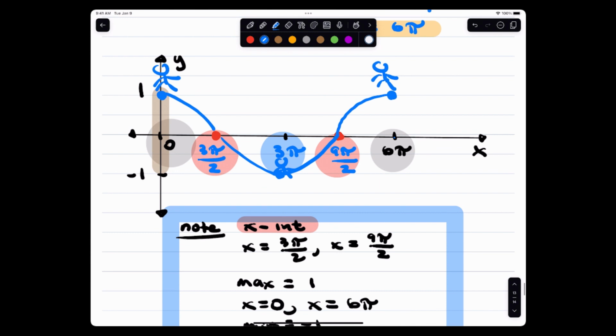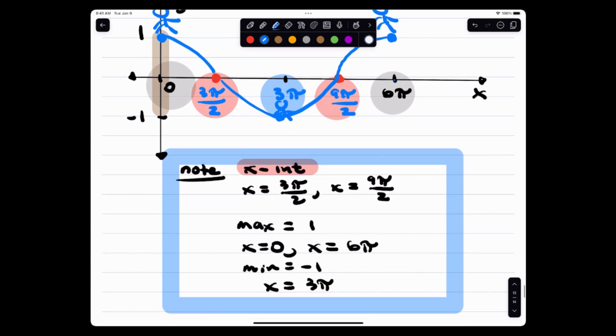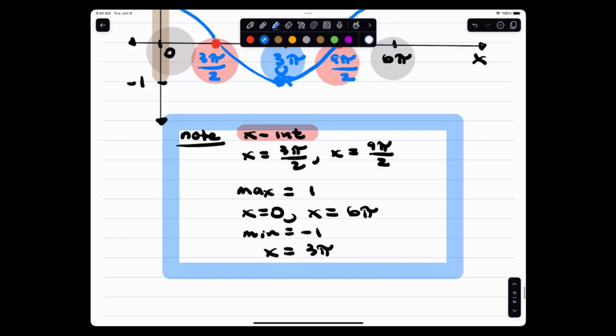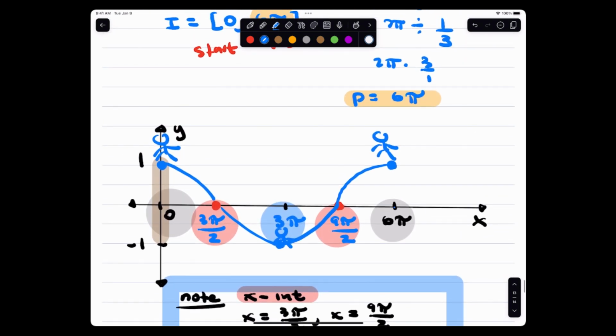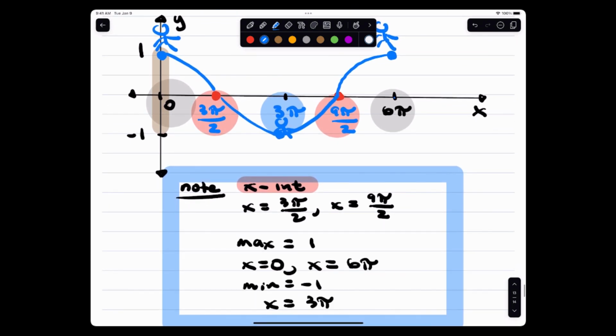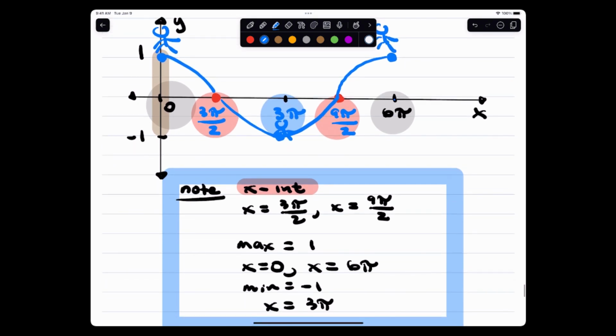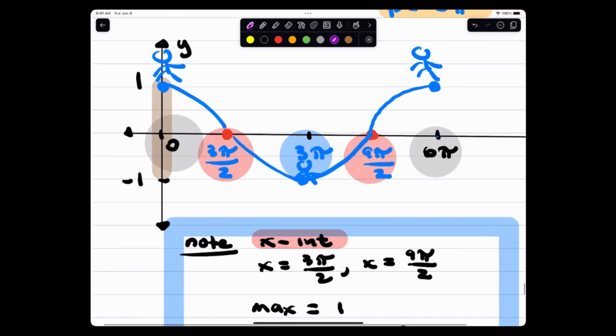Easy peasy lemon squeezy, is that right? What do you guys think? Is that okay? Yes. Why not list it as -3 pi? Well, what do you mean for the minimum? Yeah. The minimum value is a y value. A minimum value and maximum value is on the y-axis.